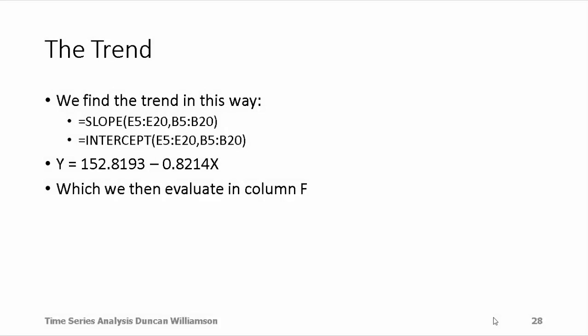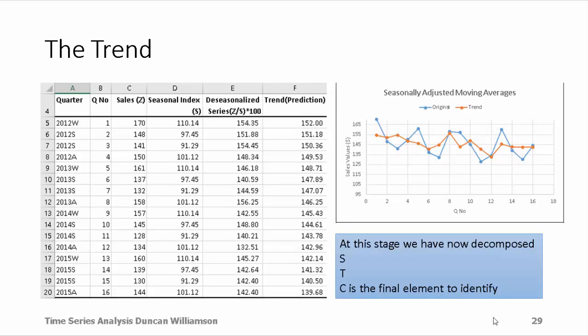We find the trend in this way: equals SLOPE(E5:E20, B5:B20), known Y, known X, INTERCEPT(E5:E20, B5:B20), which gives Y equals 152.8193 minus 0.8214x. We could add plus E, which we then evaluate in column F, the trend or prediction. At this stage then, we've decomposed S, T, and C is the final element to identify, the cyclical series.